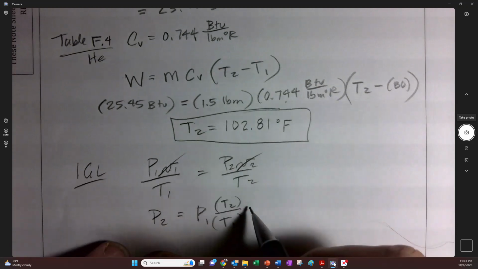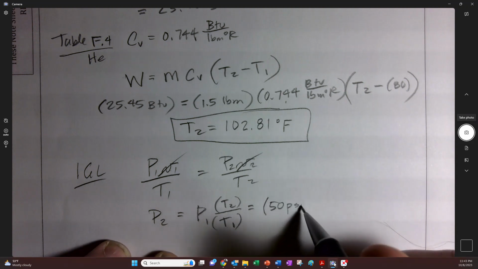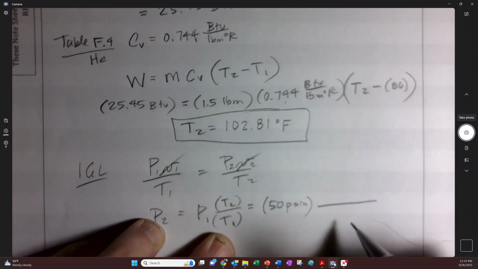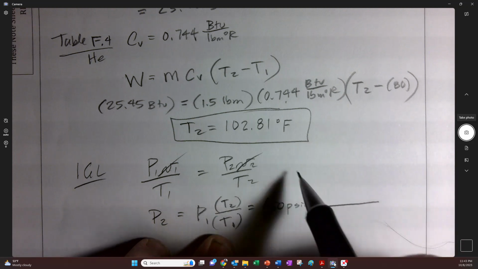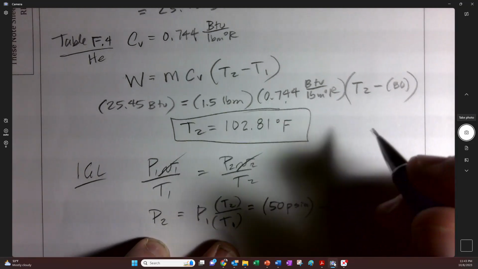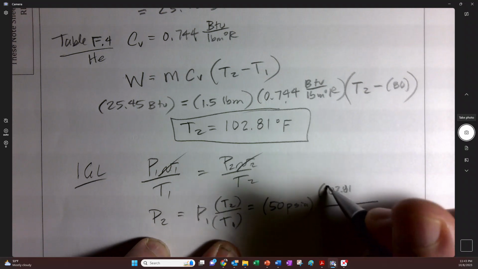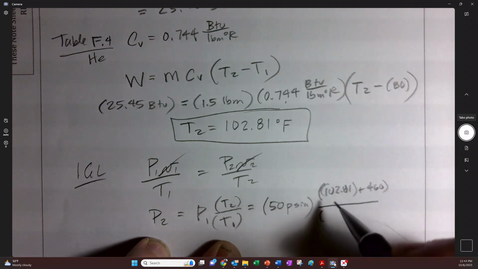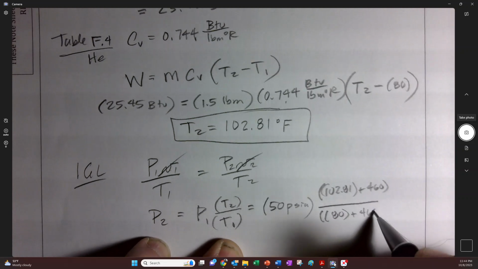Yes, that's right. So we start out with 50 psia, but to be able to do this ratio, this is where the ideal gas is a trap. Watch out for this trap. Do not write down 102.81 because you can't do that. That ratio is not true. It has to be absolute scale. So that's going to be 102.81 plus 460 over 80 plus 460. We all fall for the trap. Don't fall for the trap.